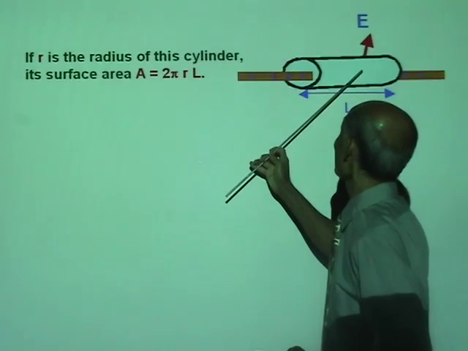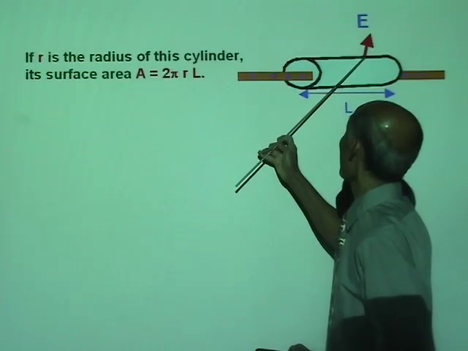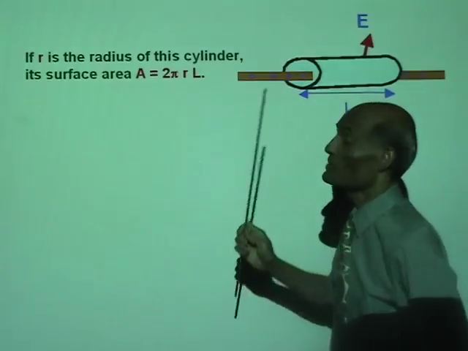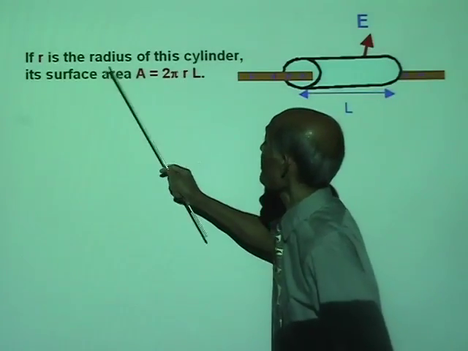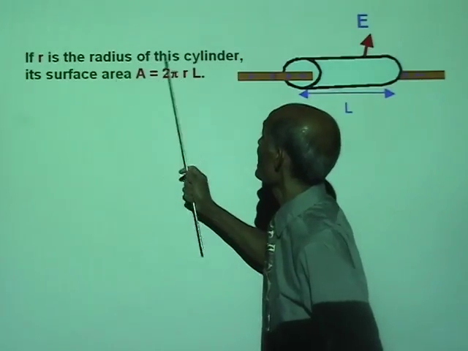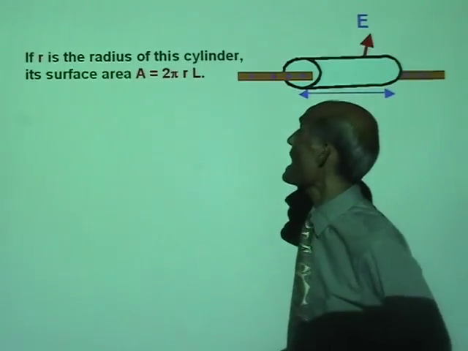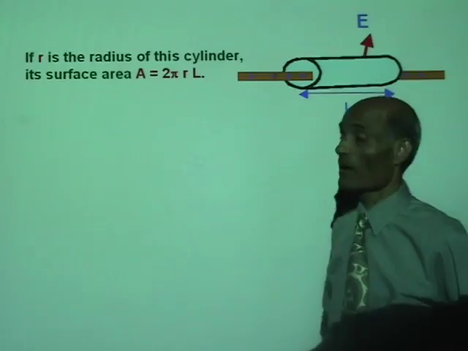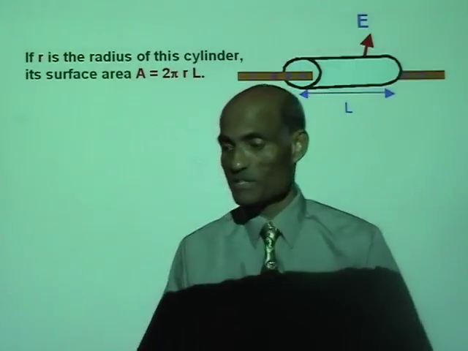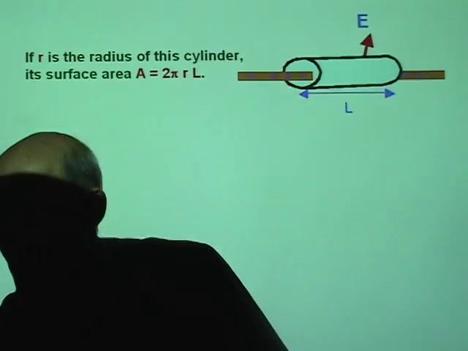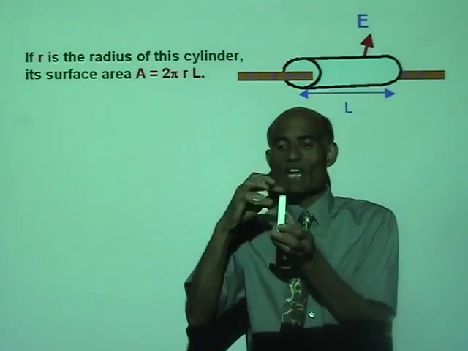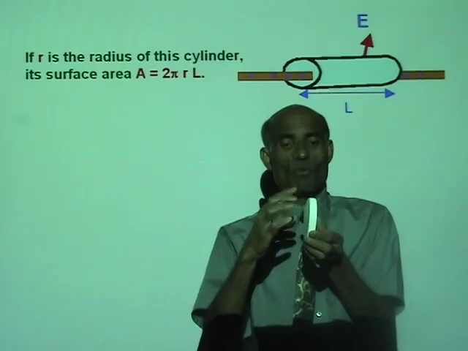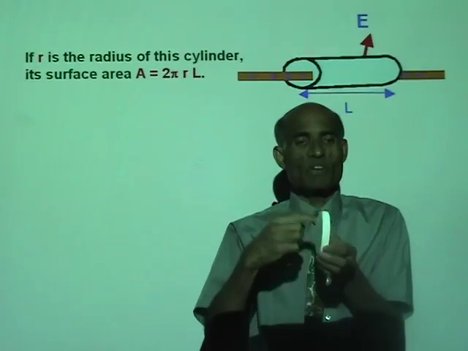That means R is the distance from the point to the linear charge where we want to find the electric field. So if R is the radius of the cylinder, its surface area A will be 2 pi r times L. I suppose you understand that, is that right? Now, if this is a linear cylinder, what is its surface area?